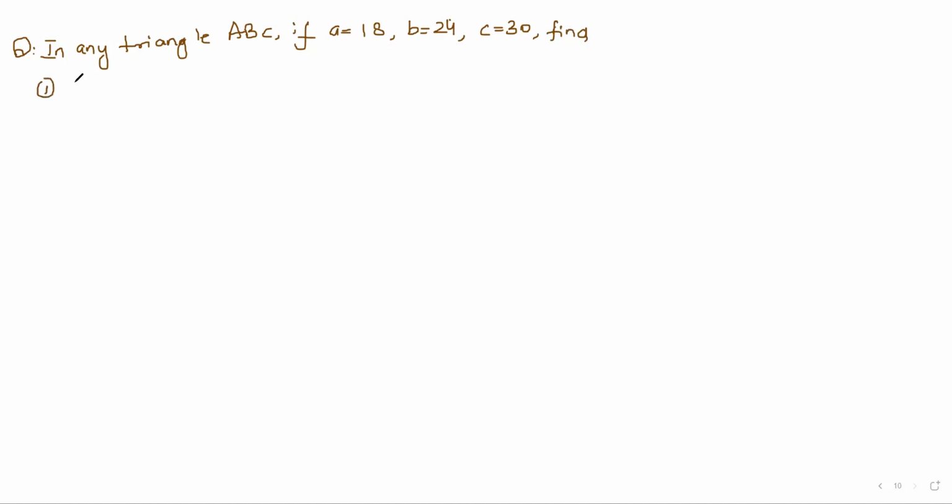And please try this question. If in any triangle ABC, if A is equal to 18, B is equal to 24, C is equal to 30, find first is cos A, cos B, and cos C. Okay, please find it.